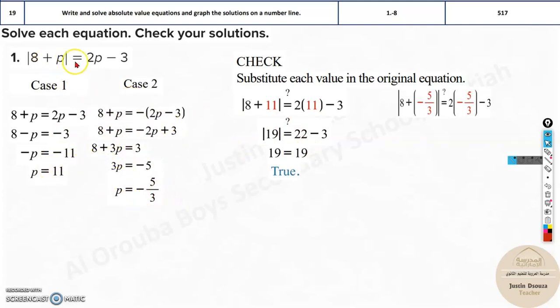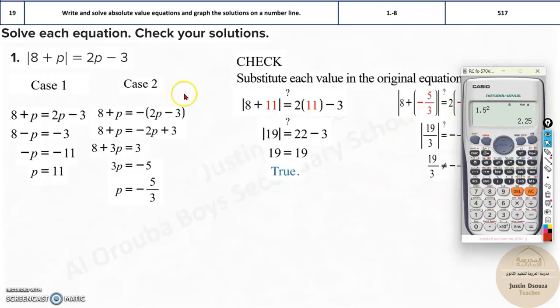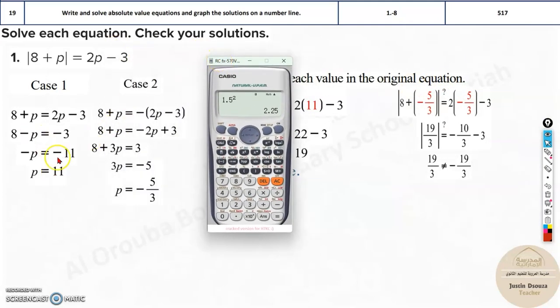Just put this equation over here and solve. And the answer over here is not equal. How can you do that? A simple way is you can just use your calculator over here and try. Now here I'll do the first one, 8 plus 11. Make sure what the answer is. Even if it is negative, you must only consider the positive answer. Why? Because it's inside the magnitude. I'll write over here 19. Now the right side, 2 into 11, we are considering 11. 2 into 11 minus 3. It's 19. Yes, this is correct.